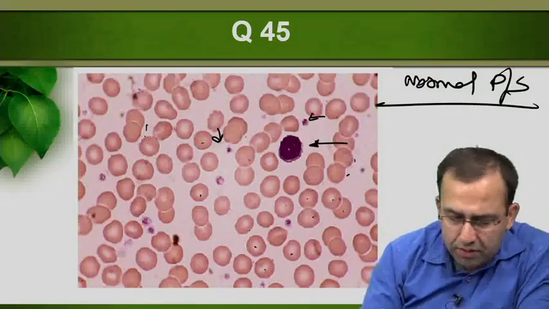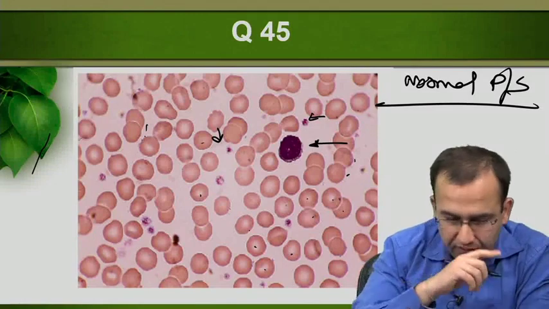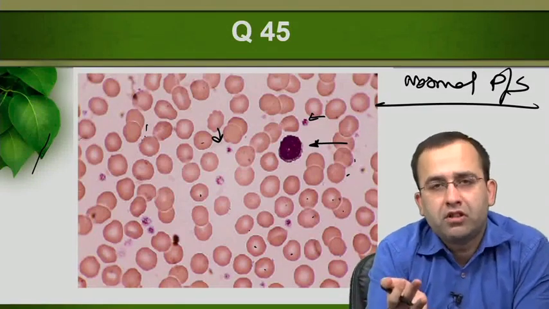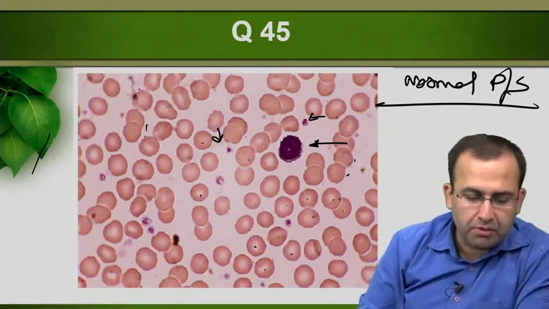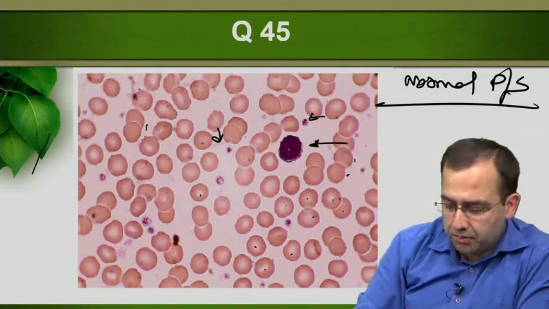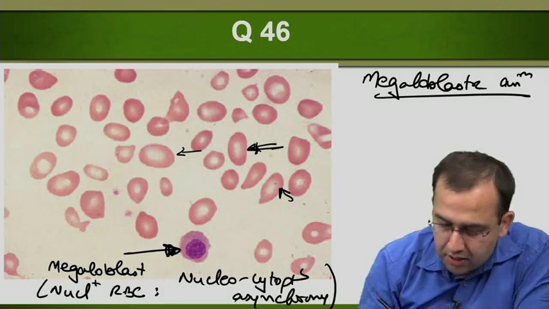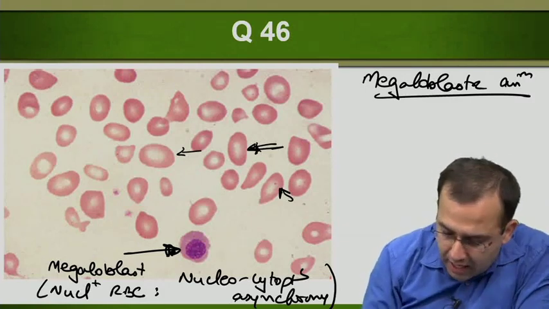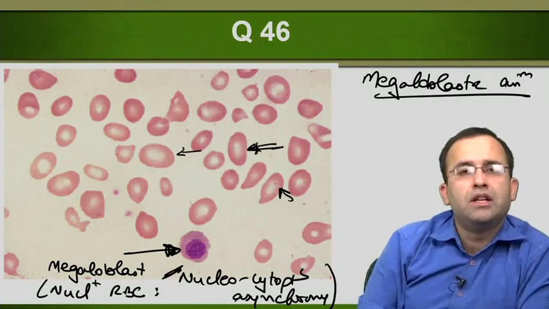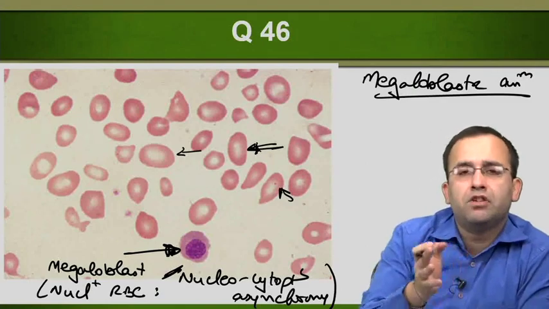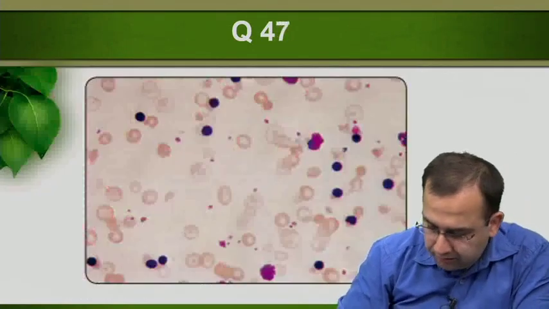There is nothing to discuss in the previous one. This is a nice normal peripheral smear. This is the normal size of an RBC. It is not showing any RBC abnormality, versus this one, which shows us two features: macro-ovalocytes and nucleocytoplasmic asynchrony, which is the characteristic feature of a megaloblast.